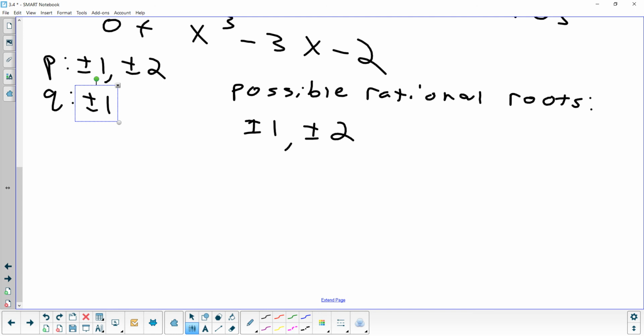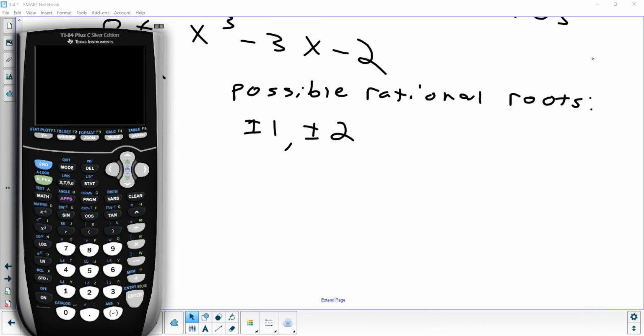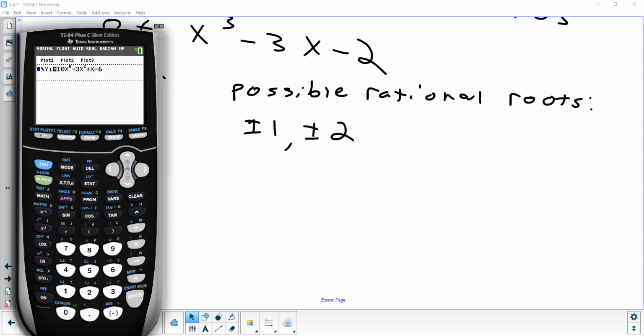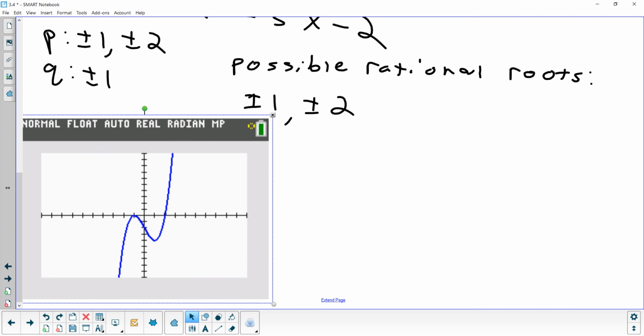Yep. Graphing calculator. Yep, we're going to graph it. So let's graph x cubed minus 3x minus 2. And remember, we're looking between negative 2 and 2. That's the biggest and the smallest option we have. Out of that list, what numbers look like they could be a solution? Yep. Positive 2.